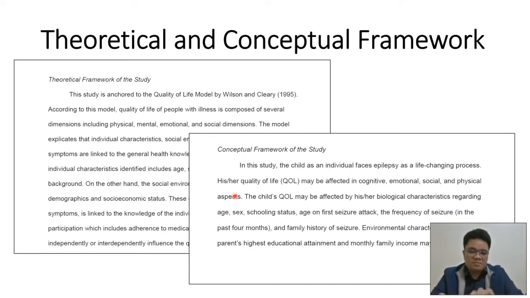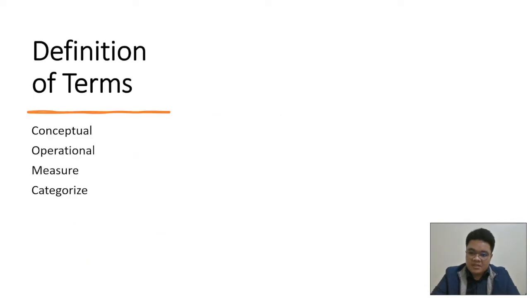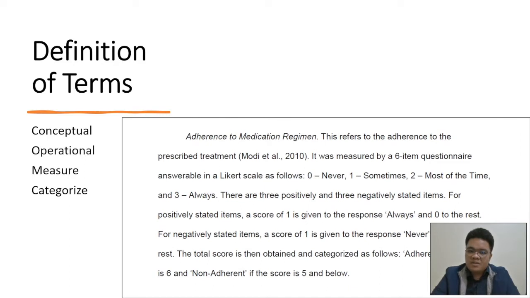So we can apply that in your present pursuit of your research. The next part is the definition of terms. Now you need to be reminded that in the definition of terms, for the definition to be exact, congruent, accurate, and complete, it needs to have four parts.